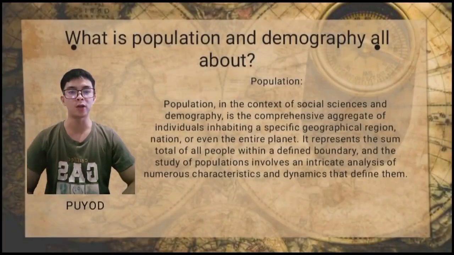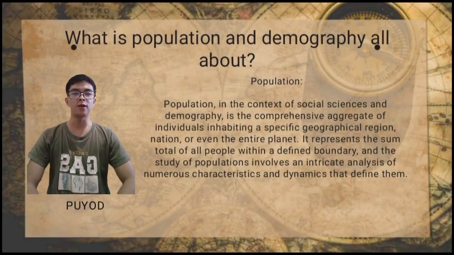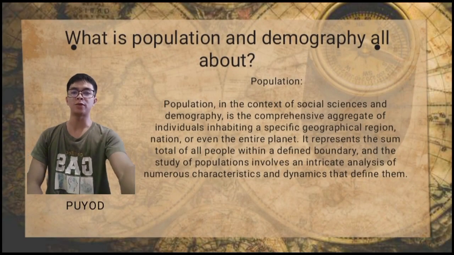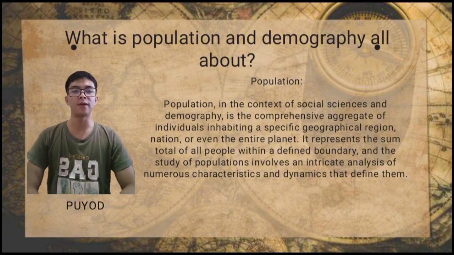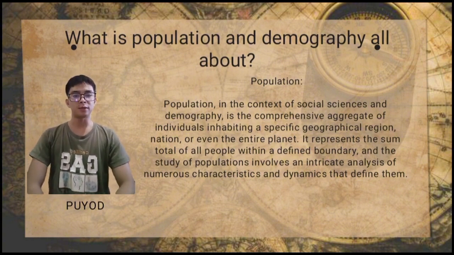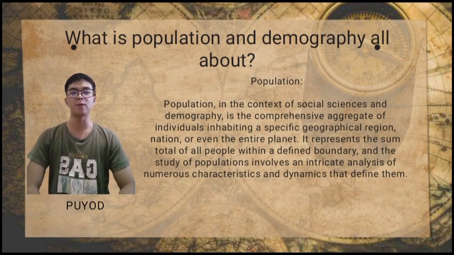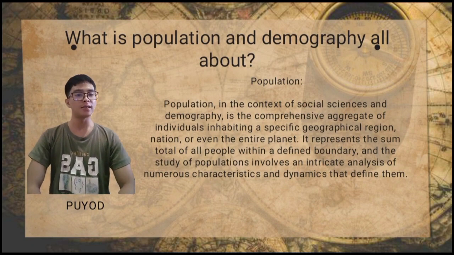Global demography and global migrations. Population in the context of social science and demography is a comprehensive aggregate of individuals in specific geographical regions, nations, or even the entire planet. It represents the sum total of all people within a defined boundary, and the study of populations involves intricate analysis of numerous characteristics and dynamics that define them.